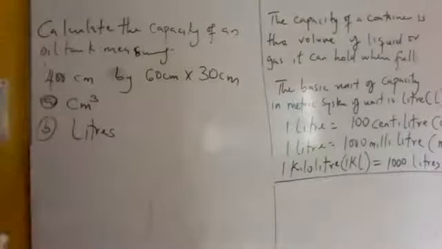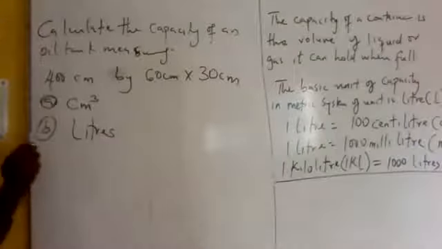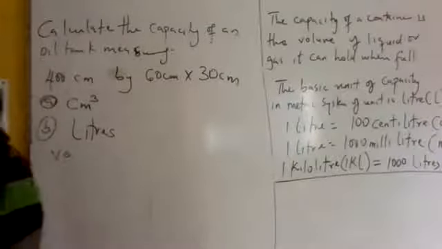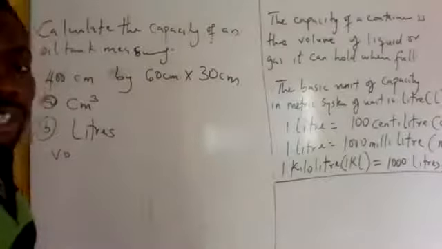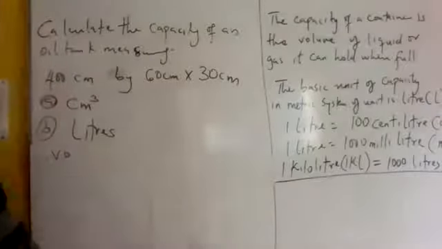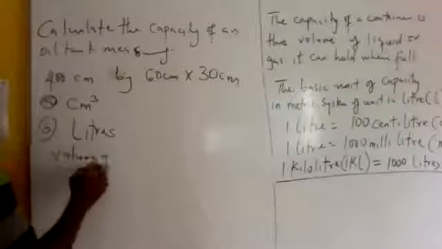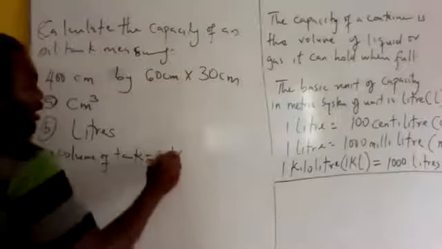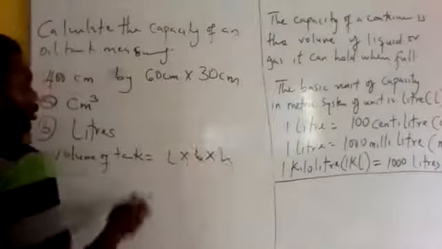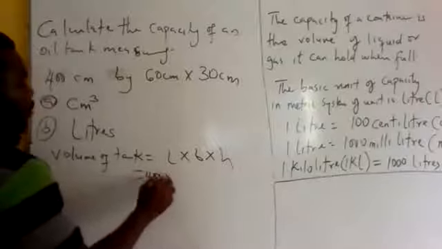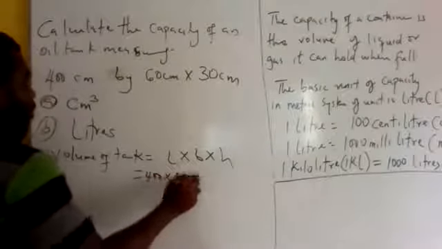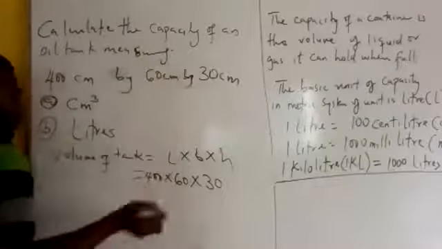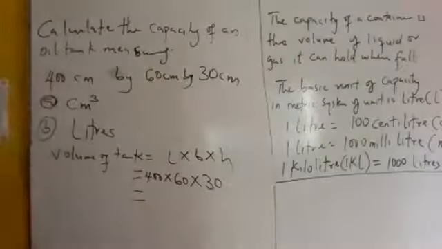Now, remember, therefore, that there's a tank. So obviously, I think it's a cuboid tank. So the volume of the tank will be equal to length times breadth times height. So that would be 400 multiplied by 60 multiplied by 30.